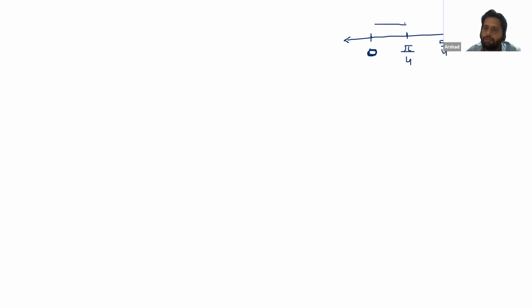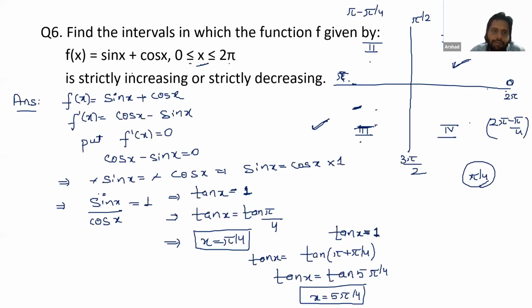So what you get here is this one and this one. We will check for these intervals which is strictly increasing and which is strictly decreasing. All of you please note this down, then form the intervals and tell me the final answer.